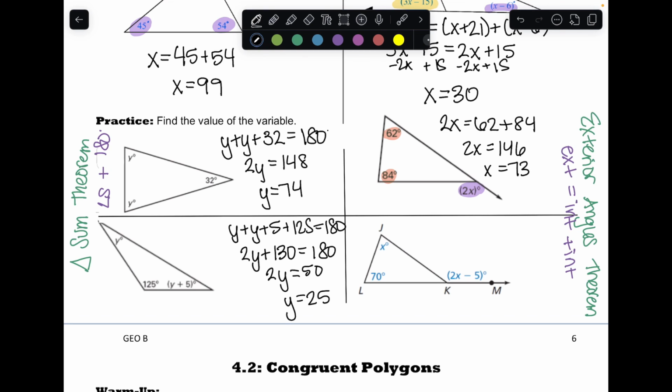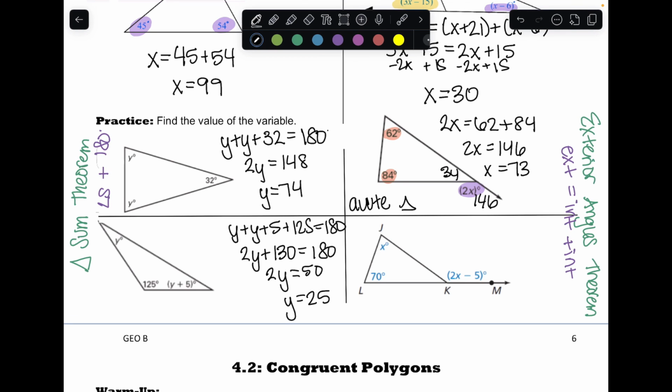And also just a reminder, I could plug all of these values back in and then classify my triangle. Okay? For example, if I plugged it back into this triangle, this piece would be 146, this piece would be 34, and this would be an acute triangle. Because all of my angles are acute angles.